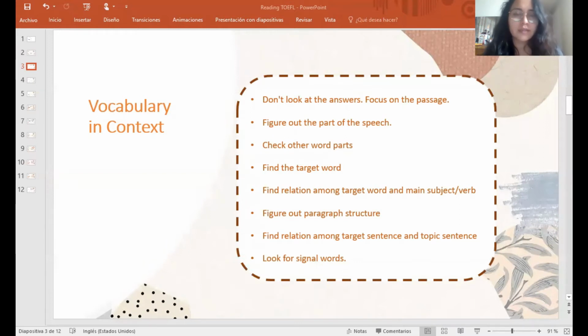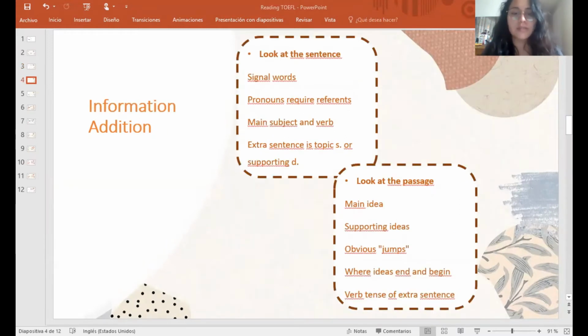for example, etc. Information addition questions require you to add a sentence to a paragraph in the most appropriate of 4 locations. To complete this type of question, there are 2 steps.